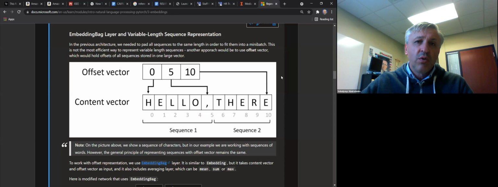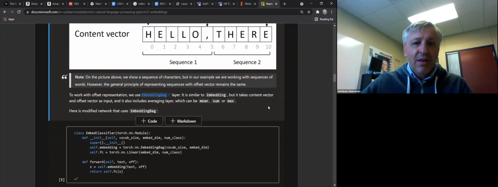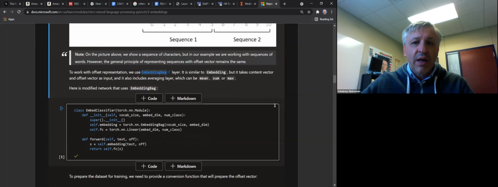We no longer need to store zero padded vectors that will be generated on the fly by the model. What we store before sending it to the model is not going to have that zero padding. And that tool is also available in PyTorch, and to work with these offset representations, we'll use the embedding bag layer.